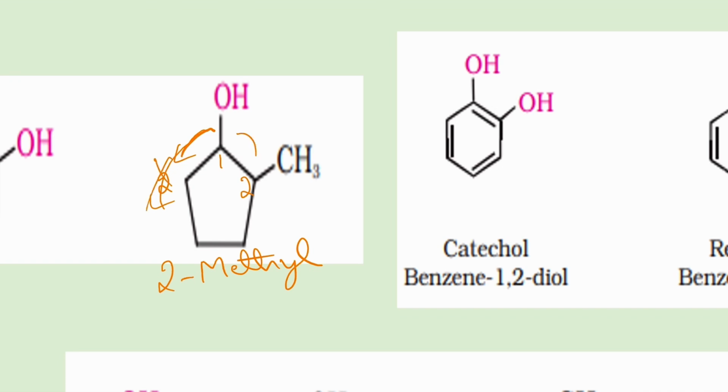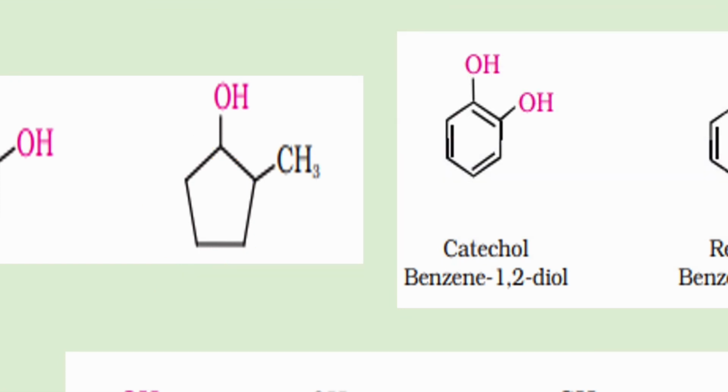I'll go from here. So this becomes 2-methyl cyclopentanol. I don't need to write cyclopentane 1-ol because it is understood that this is 1. That's why the number 2 is given to this one.